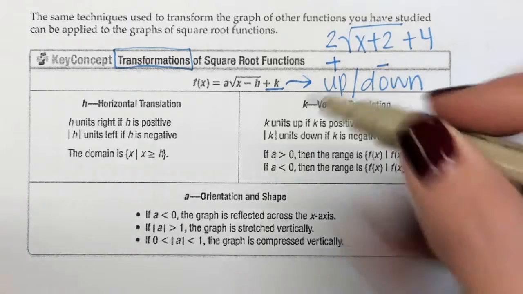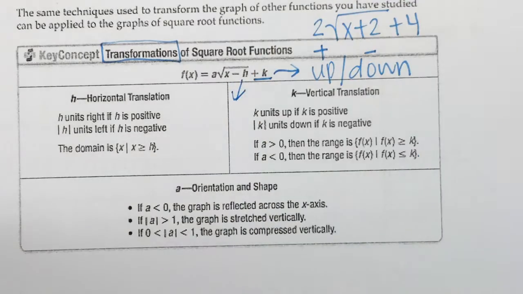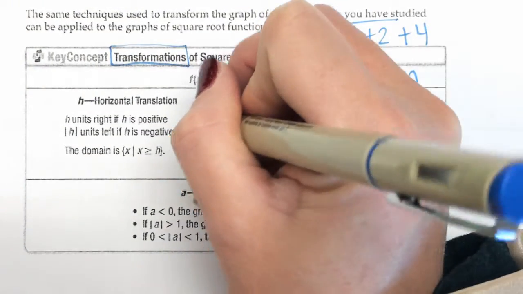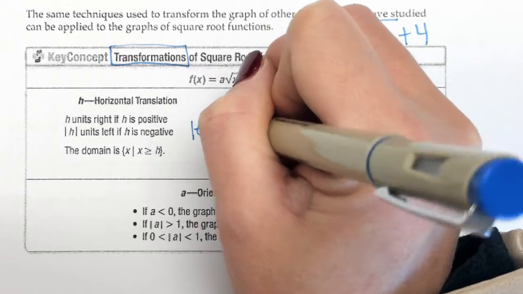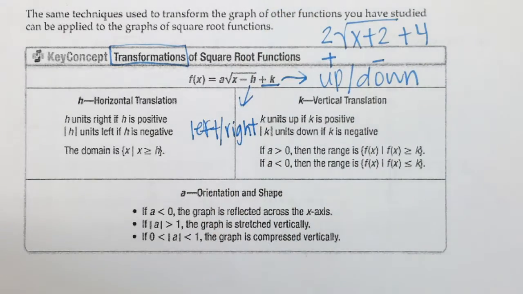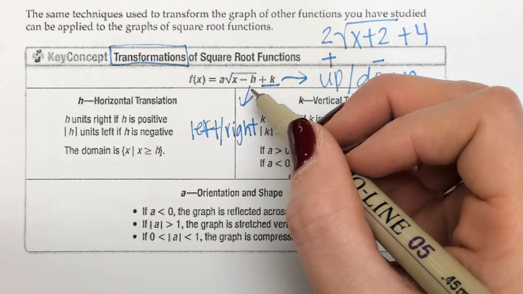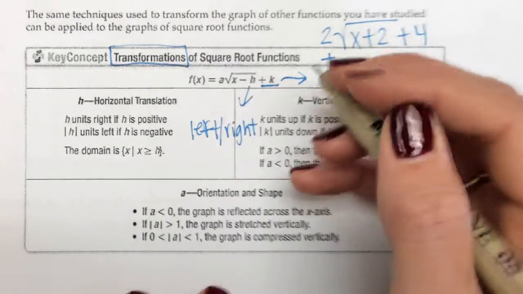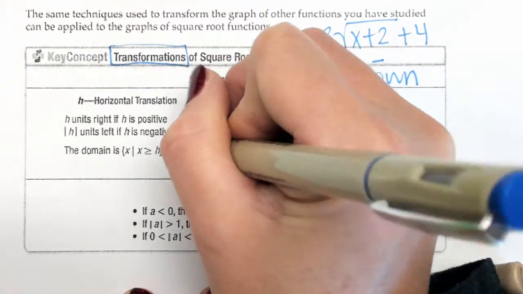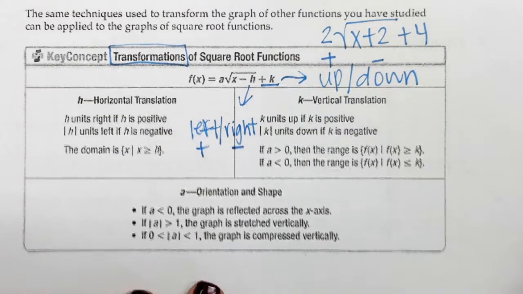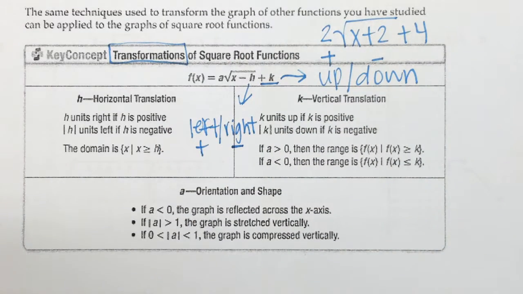Left to right. Good. If it's with the x inside the square root, it's moving it left to right. What determines that? Yes, so if it's negative, like this one, is it moving it left or right? Good, because x is a what? Yes. If it's positive, it's moving to the left. So opposite of what you might think.